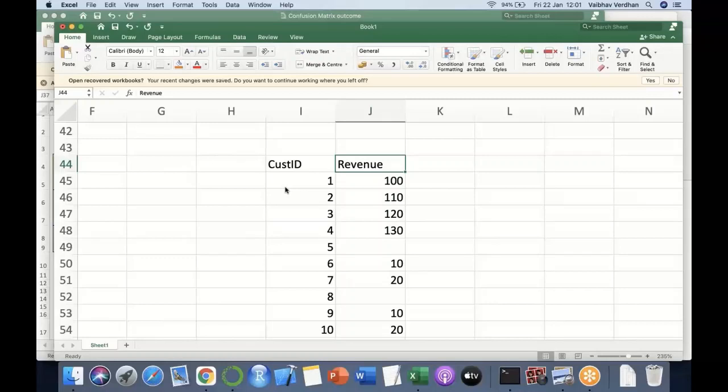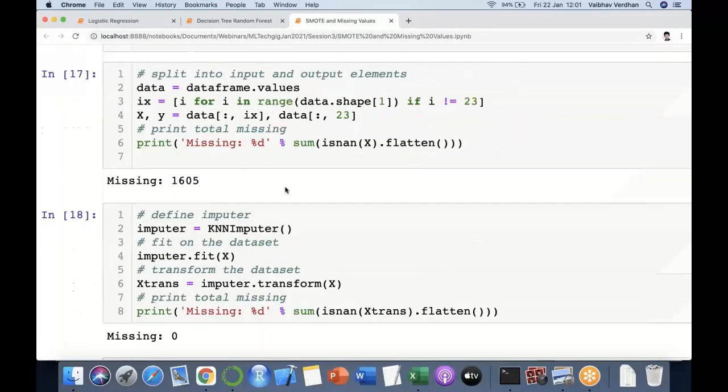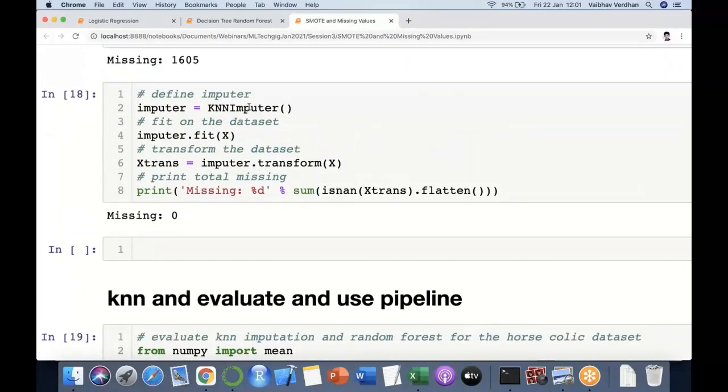But in that case also there is an issue. The issue is that mean or median, they are treating all of the variables or all of the observations alike. They are not a scientific method to impute the missing values. So for that we have again a missing value treatment, that you can use k nearest neighbor as an algorithm to impute your missing values.